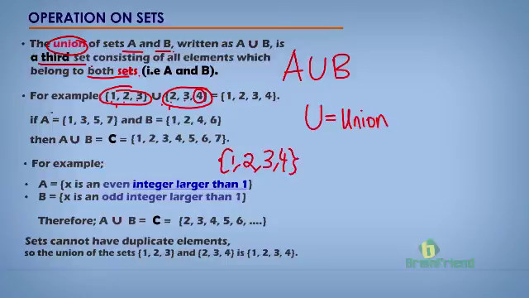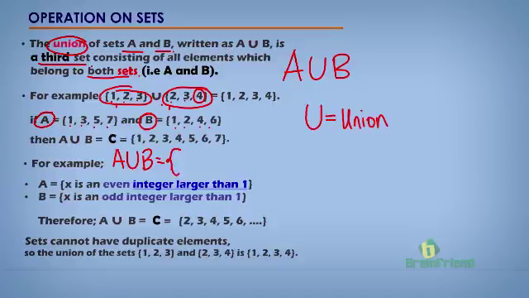Let's take another example. If A is the set that has elements 1, 3, 5, and 7, and B is the set that has elements 1, 2, 4, and 6, the union of both sets would be a set that has all the elements found in A, inclusive of the elements also found in B. Let's list them down one after the other. We have 1, which is found in both sets but represented as just one element.